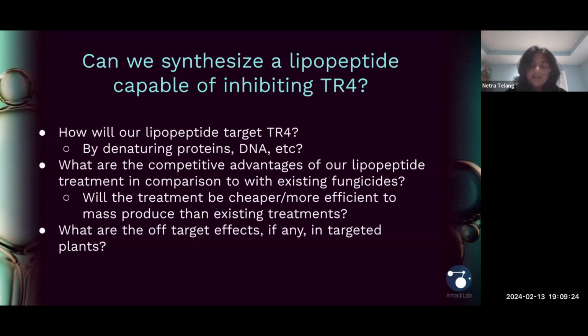So after we've actually created our lipopeptide treatment, we need to determine the competitive advantages of our lipopeptide treatment in comparison to other existing fungicides in the field. For example, our lipopeptide treatment might be cheaper or more efficient to produce than other existing treatments. Other than that, we need to think about the possible effects that our treatment will have on the plants that we are trying to protect.